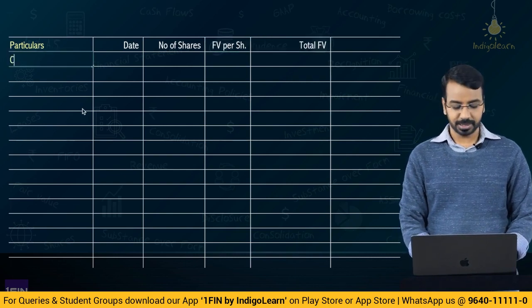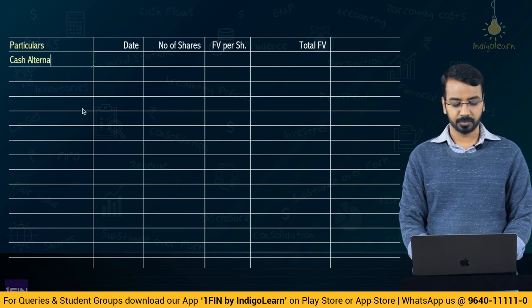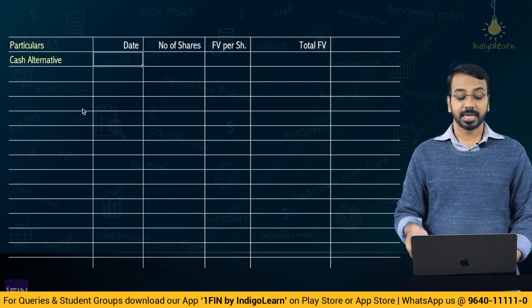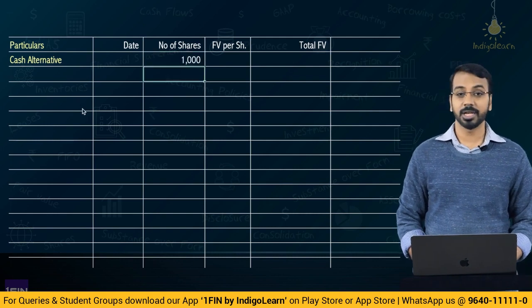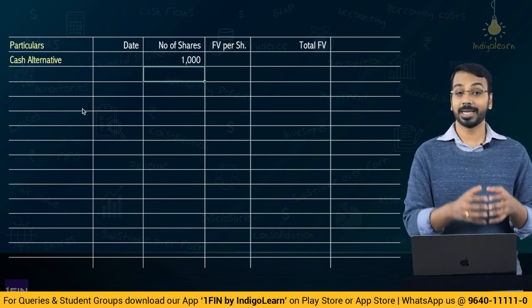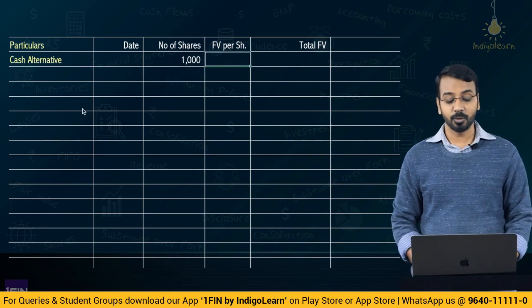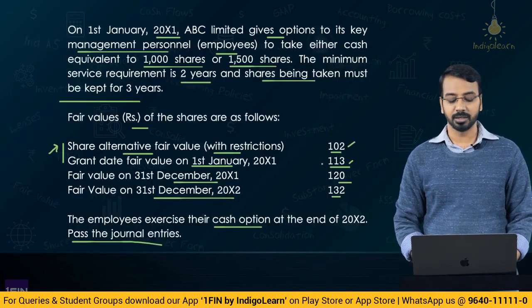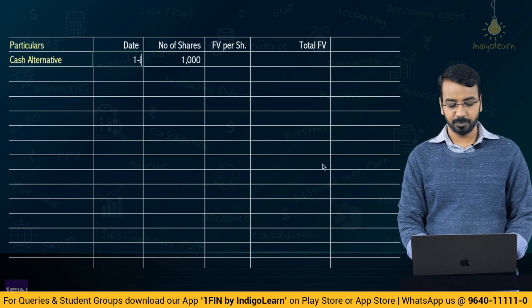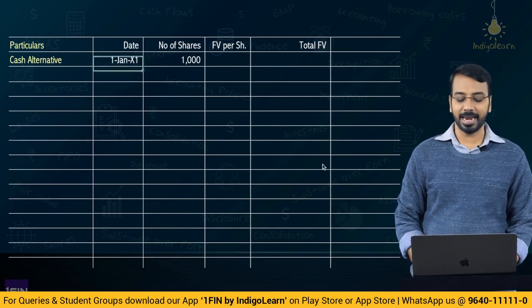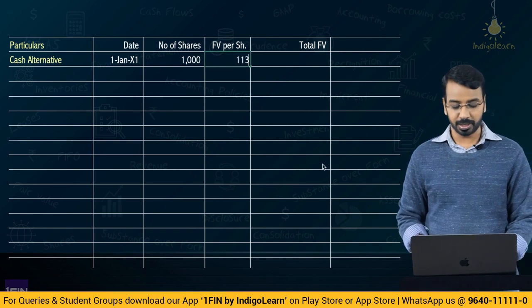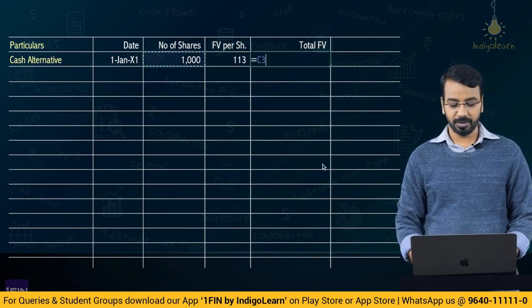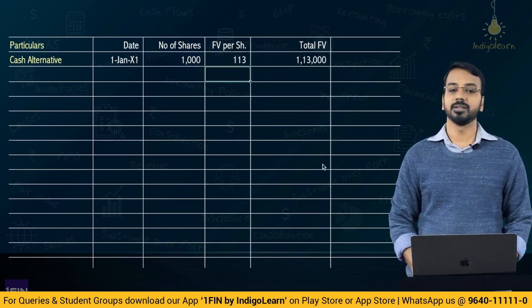Now the first is the cash alternative. What is the cash alternative? Cash alternative is for 1000 shares. The employees can choose to take cash, for which the fair value as per the question is 113. So on 1st of January of year 1, that is your grant date, the fair value per share for the cash alternative is 113. So the total fair value comes out to 1,13,000.